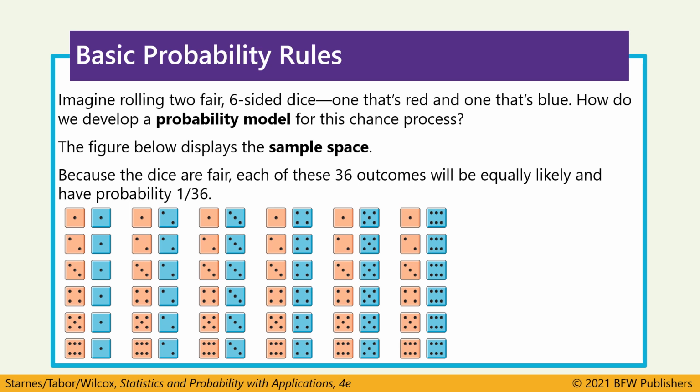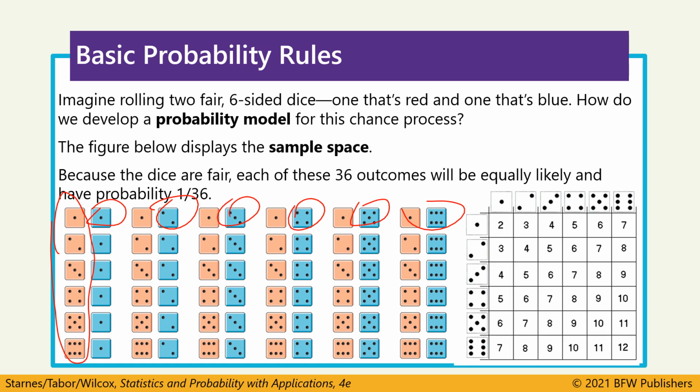So when we roll these two dice, we can get anything from a 1 through a 6 on the red die, anything from a 1 through a 6 on the blue die. As you can see, there's 36 different outcomes here. All of them are equally likely.